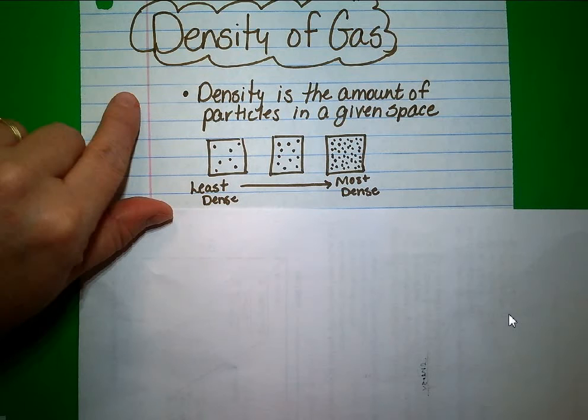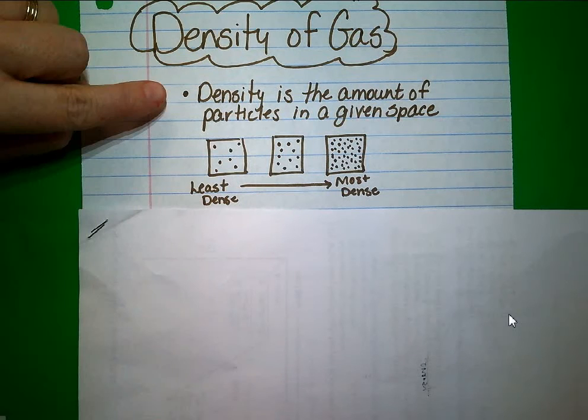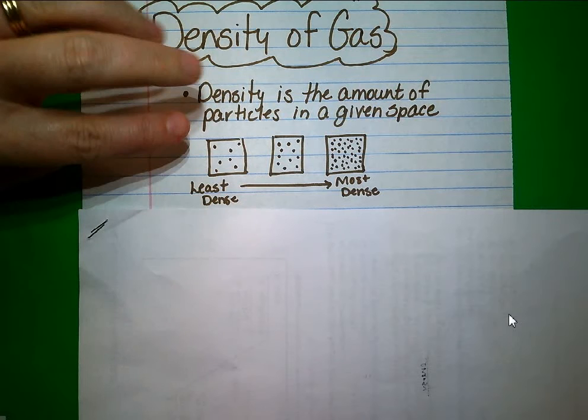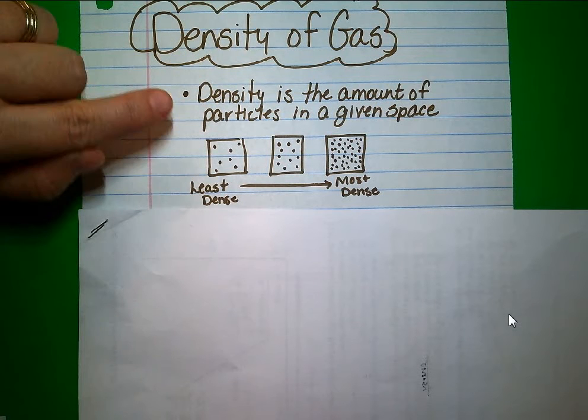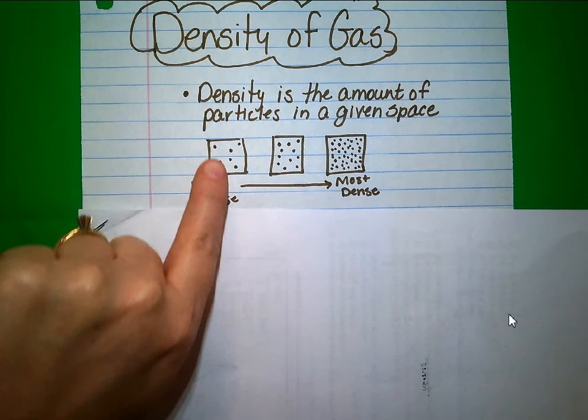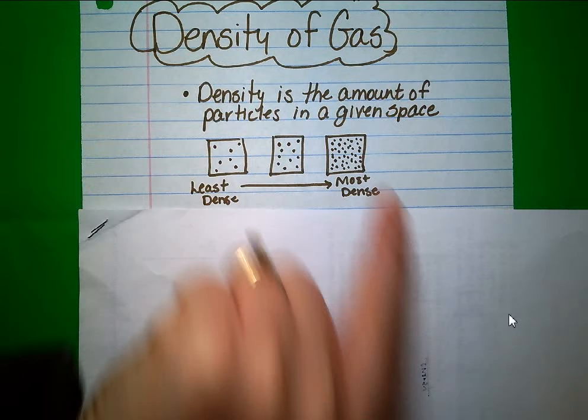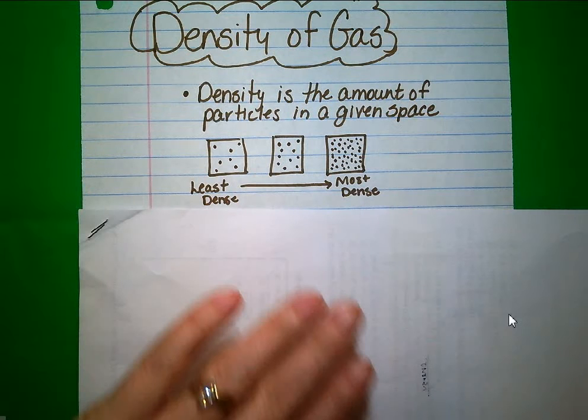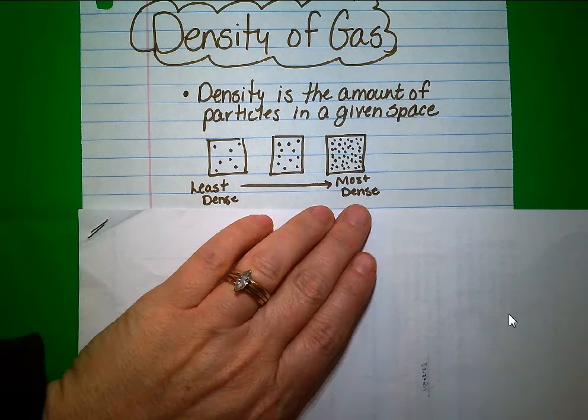So the density is the amount of particles in a given space. So I drew these 3 little pictures. My boxes are not identical, but they're meant to be. I'm not an artist, but those boxes are about the same given space. So the given space is the same. And so if I have more particles in that given space, then obviously it's going to be more dense. If I have less particles in that given space, then it's less dense.